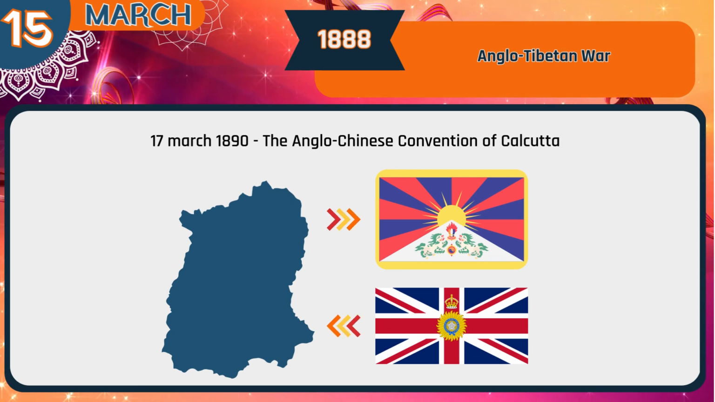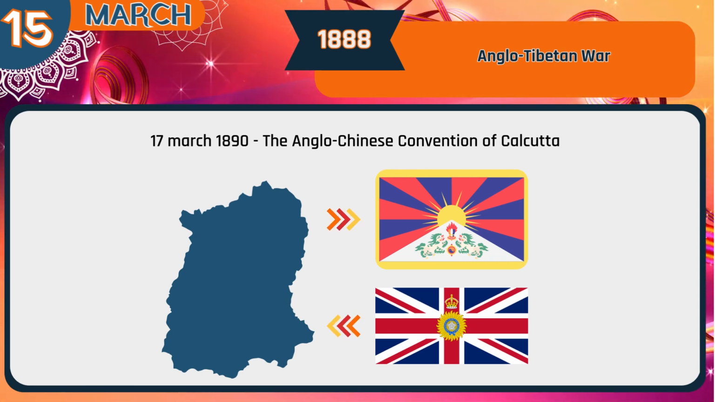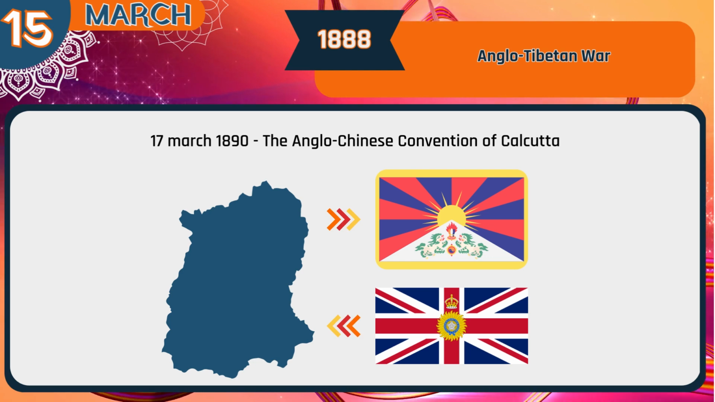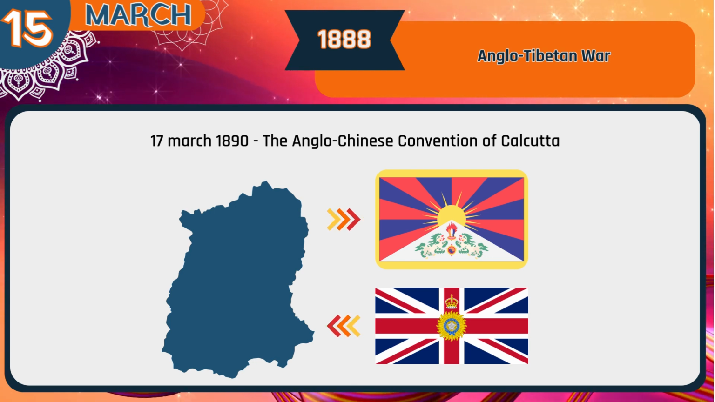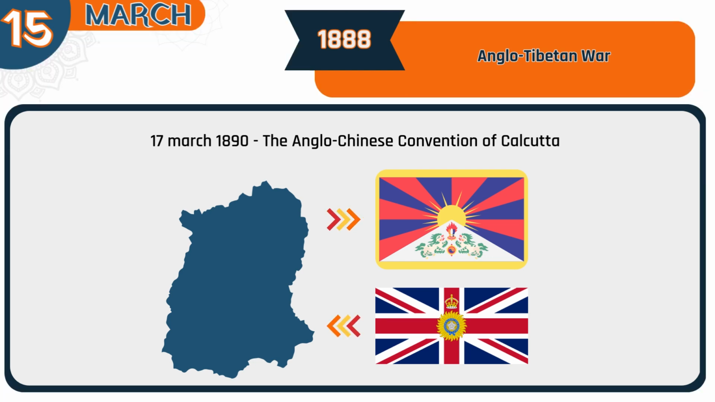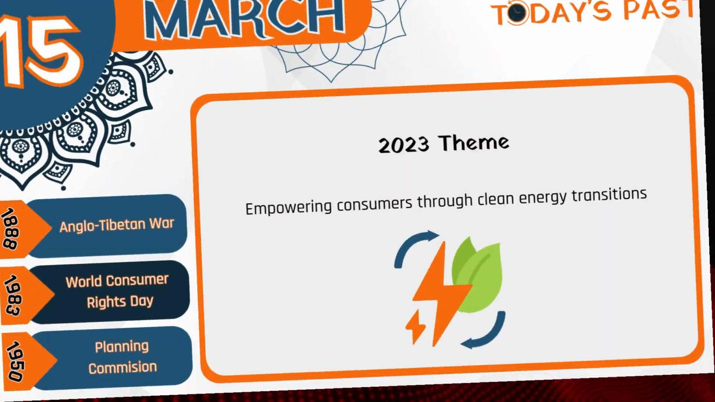On 17 March 1890, the Anglo-Chinese Convention of Calcutta established the Tibetan renunciation of control over Sikkim and delimited the border between Tibet and Sikkim. That is why Tibet was separated forever from Sikkim. Tibet later on had many challenging issues and a big fight against the new modern Chinese government.